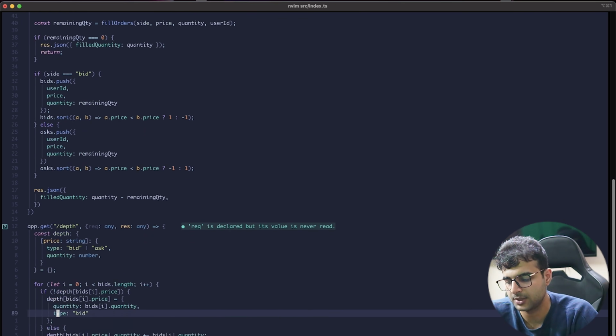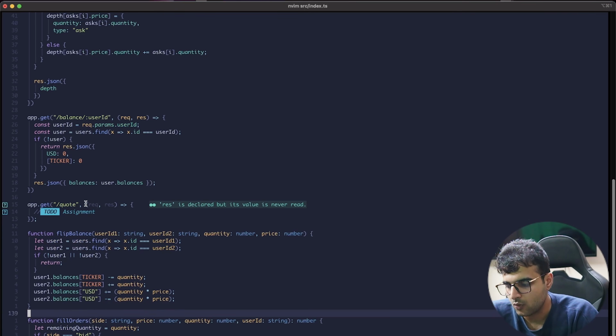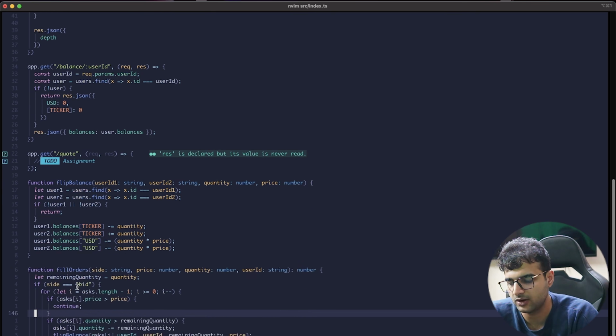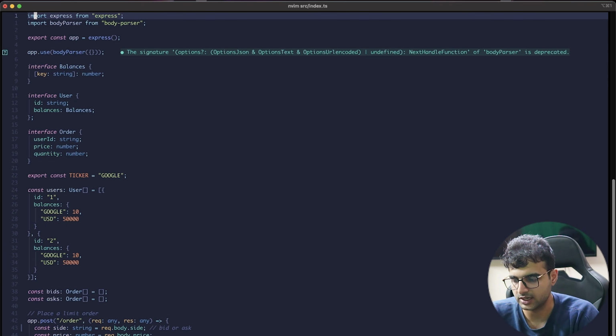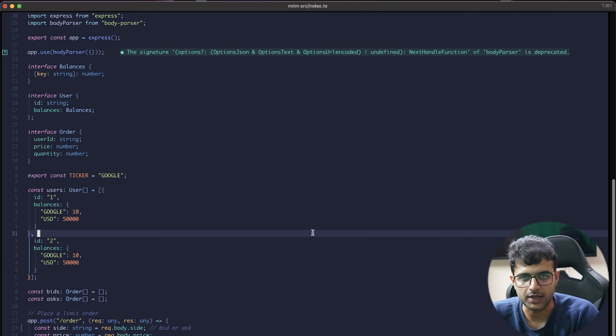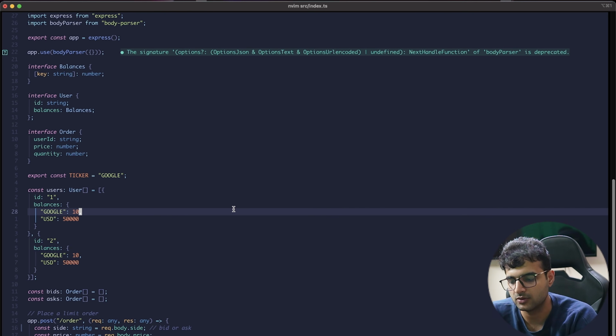Hopefully that's clear. Depth we have discussed, it returns the depth to the end user, and balances gives the balances for a user. Quote is what needs to be done in the assignment. I will explain that at the end. Flip balances, I hope we understand, and fill orders also, I hope we understand. This is a basic order book code. As you can see, less than 200 lines of code that lets users place orders, put the orders on an order book, get the current depth of the order book, place orders and actually get them filled, and check their balances for a single ticker, a single market. This code will become slightly more complex if you want to support 5 different markets. But for now, GOOGLE-USD is the only market we support, so the code is slightly simpler.